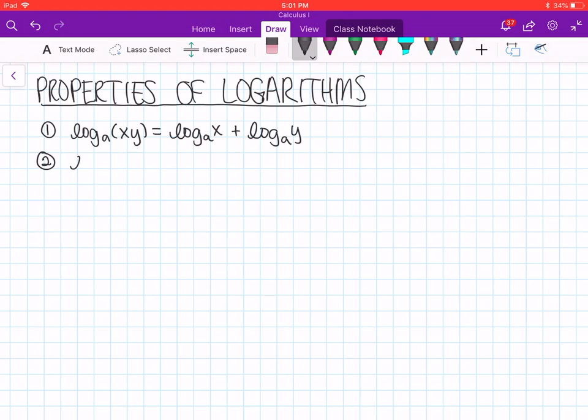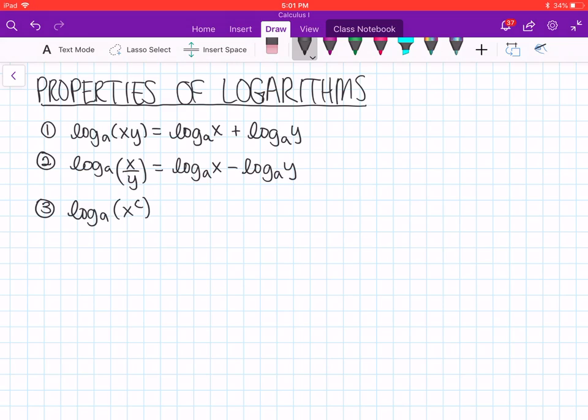Number two, if we have, instead of multiplication, division, then that's going to equal log base a of x, but then you subtract log base a of y. Third, we have one last property, log base a of x to some exponent. Let's call it c. The property here is that you bring down the exponent. It can come outside the logarithm. And there we go. We got our three properties of logarithms.